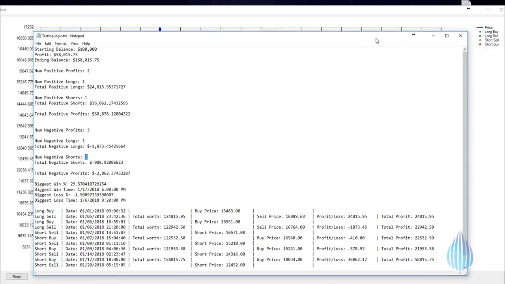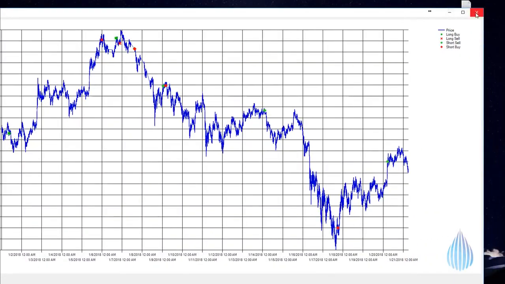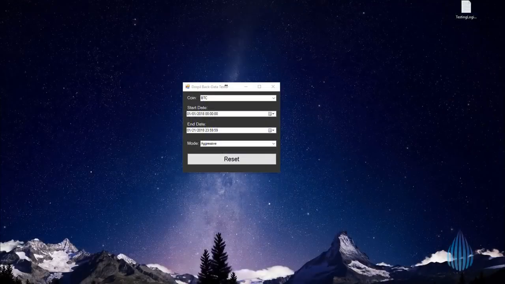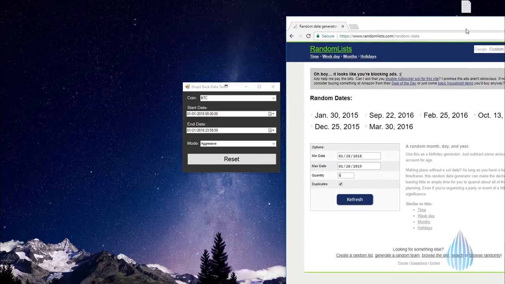So I'm gonna go ahead and close this, and what I'm gonna do now, I'm actually gonna do some randomization, and what I mean by that, so you don't think I'm just picking dates that are profitable. I'm gonna go ahead and randomize.